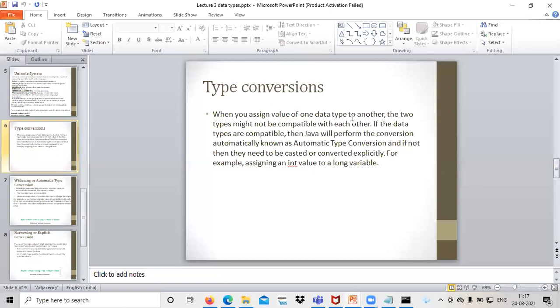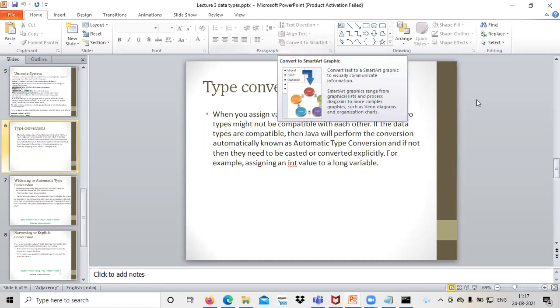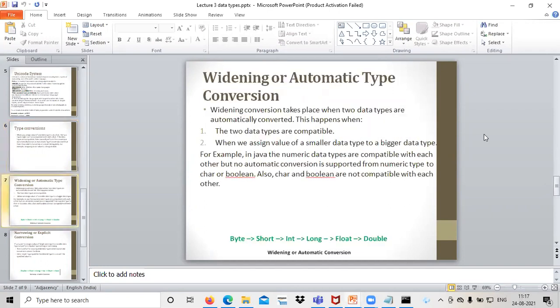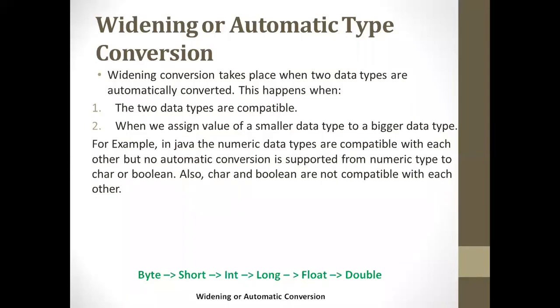And if compatibility is not possible, we can still explicitly make them compatible with each other, or we can do casting. At that time we need a cast operator, and we can convert that particular data type as an explicit type conversion. So here two concepts are there. One is widening, or automatic type conversion.